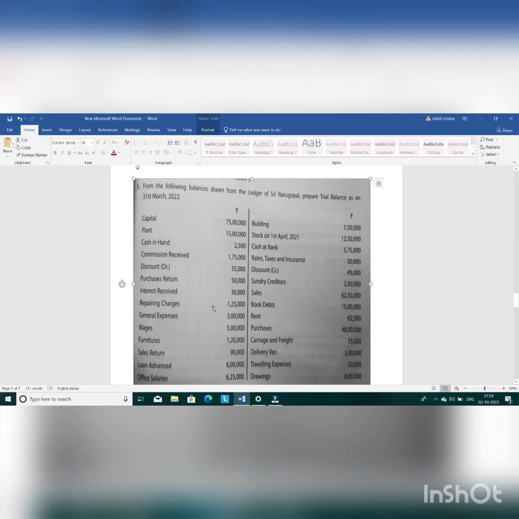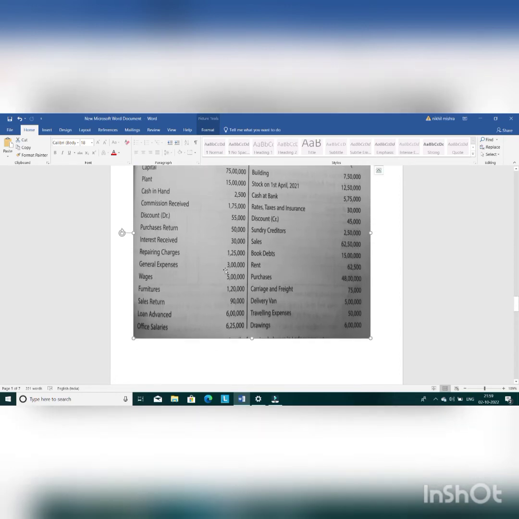Repairing charges, expense, means debit column. General expense, it is an expense, means debit column. Wages is also expense, debit column. Furniture, asset, debit column. Sales return, sales is coming in credit side, so sales return, debit.